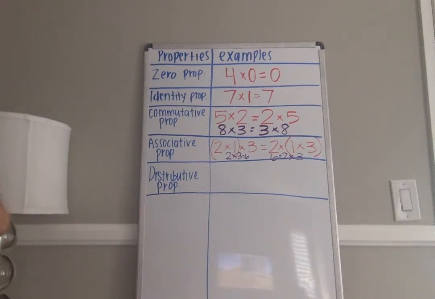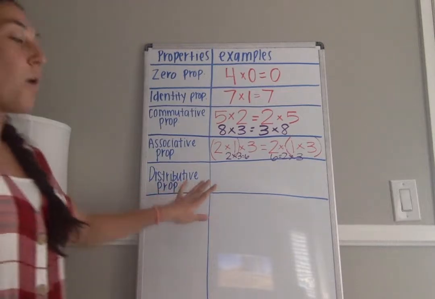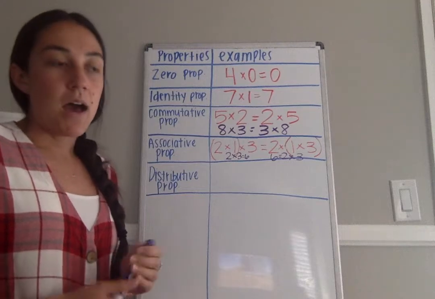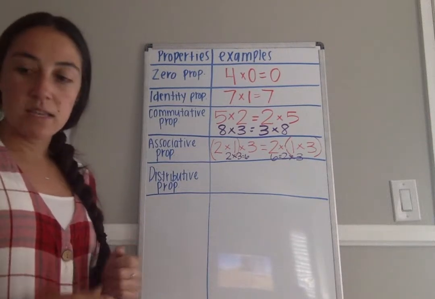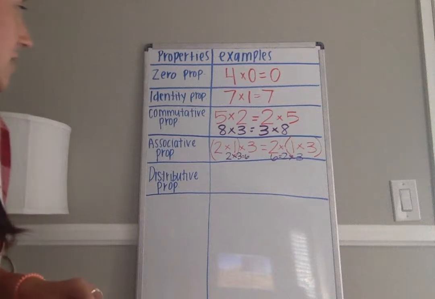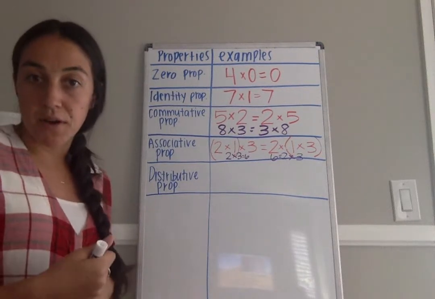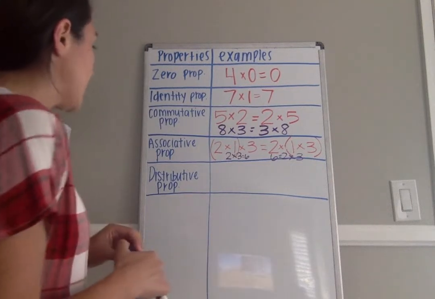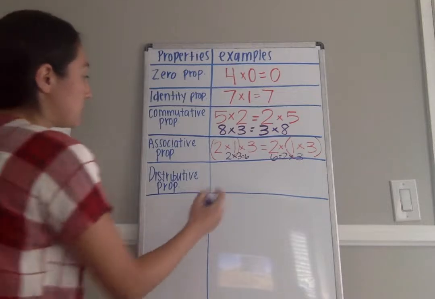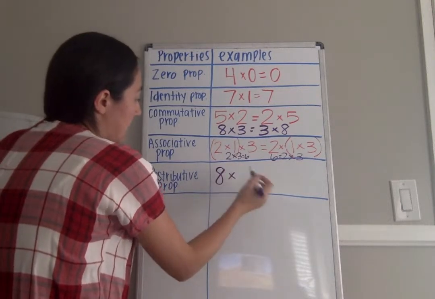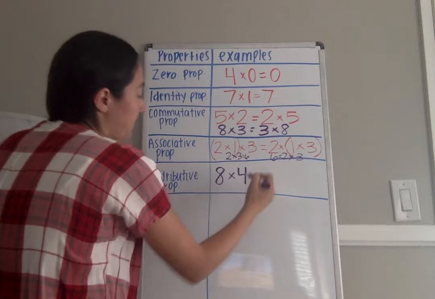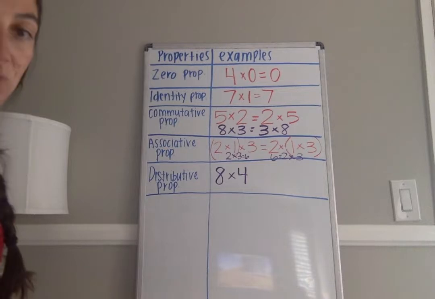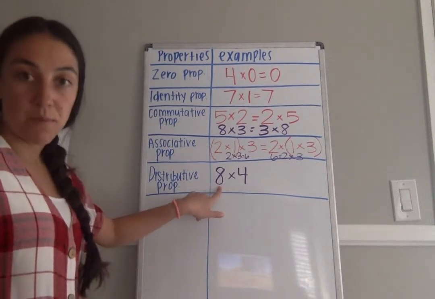Now the distributive property, you're going to see this a lot when we are using arrays or pictures. It's easier to break it apart when you're visualizing it. The distributive property is always helpful when you're multiplying by bigger numbers that you might not know how to multiply by yet. So for example, I am going to use 8 times 4. If I didn't know how to multiply by my 8s yet, I could break this apart into 2 smaller numbers that add to equal my bigger number.